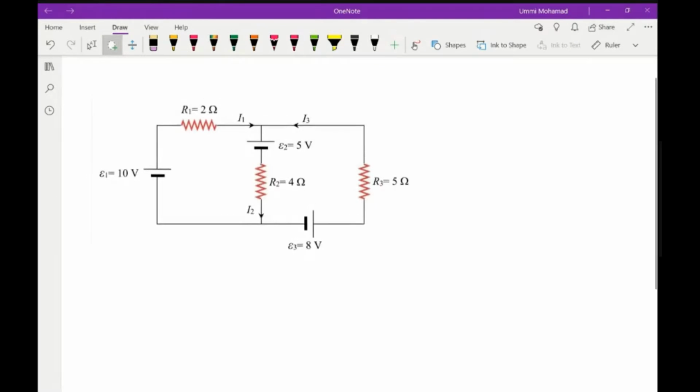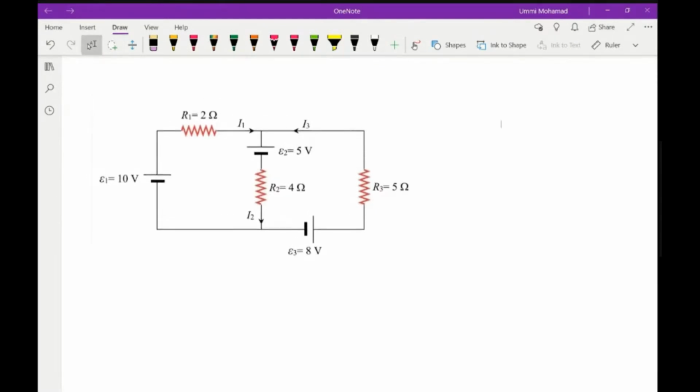So before we start, let us recall the purpose of Kirchhoff's Law. We want to find V, either E, V, I or R, for a complicated circuit. So what is a complicated circuit? It is a circuit that has more than one EMF.